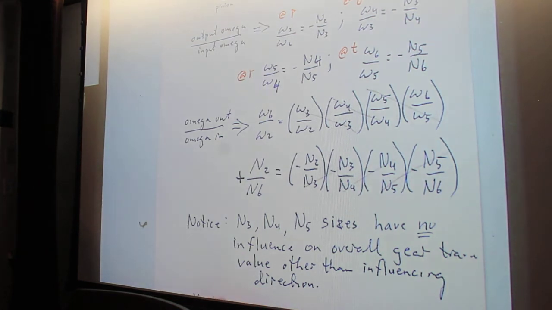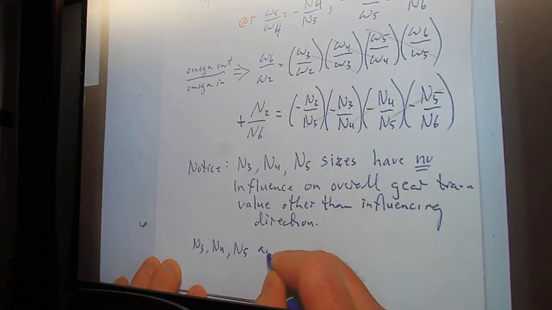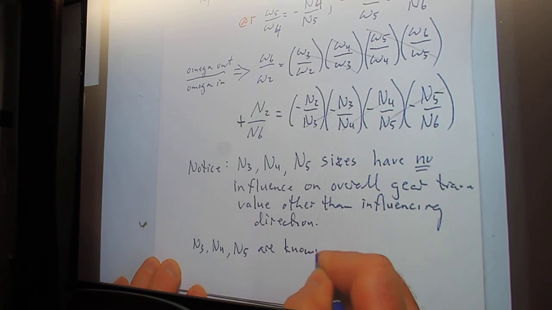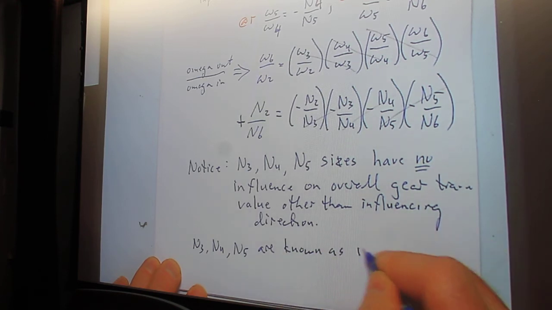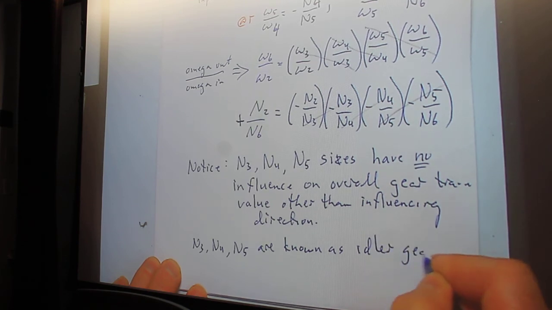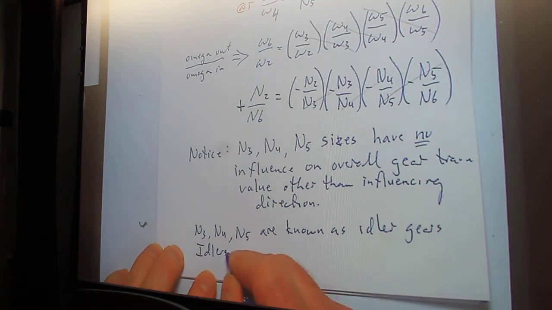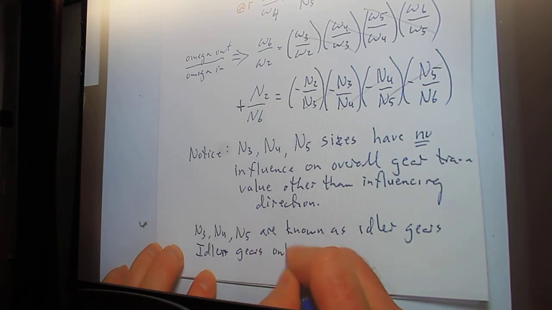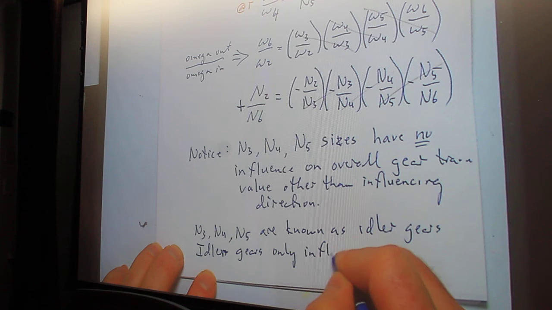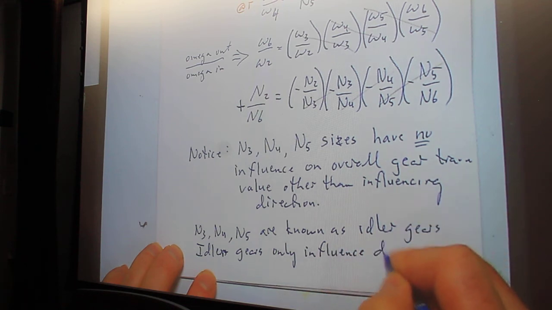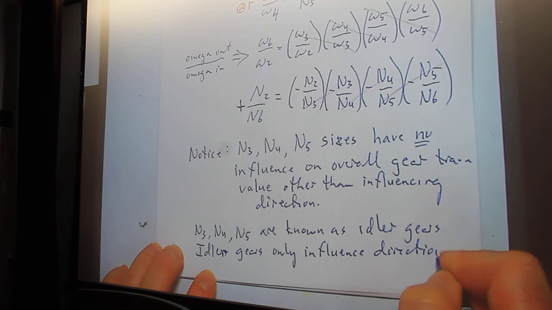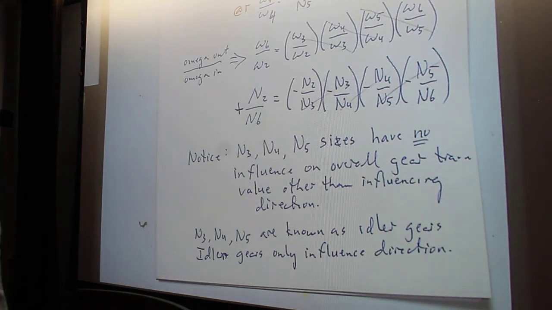N3, N4, N5 are known as idler gears. Idler gears only influence direction. Okay. All right.